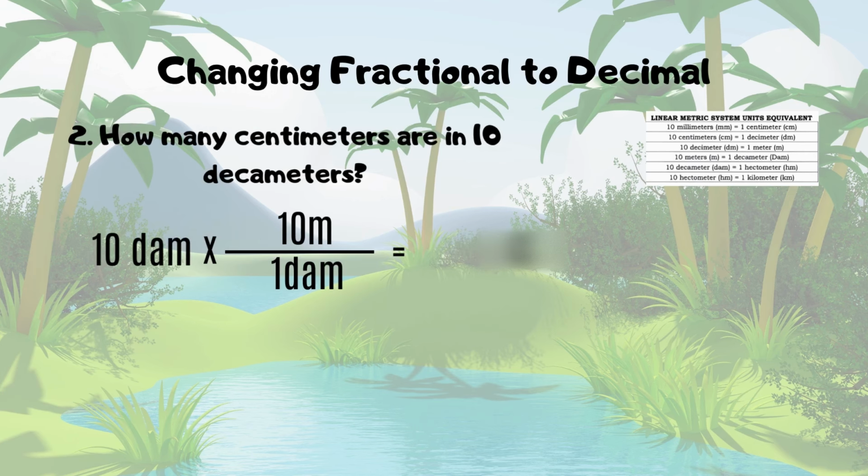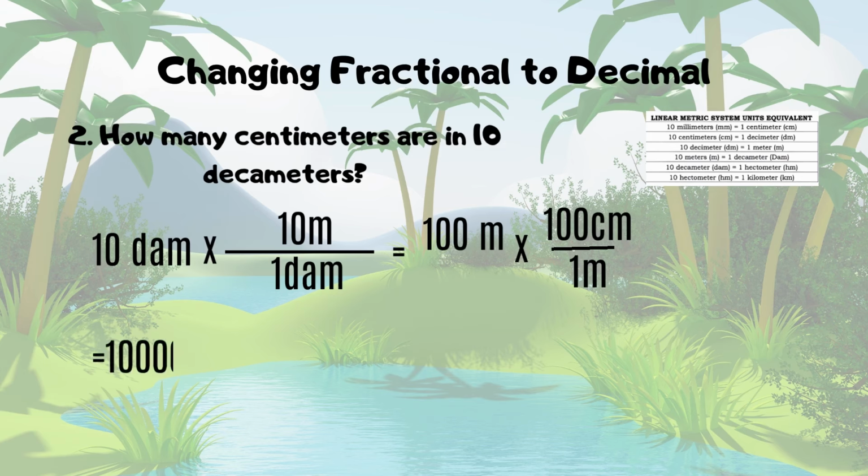For sample number 2, we're asked to find the number of centimeters in 10 decameters. Let's start by converting 10 decameters to meters. Since 1 decameter is equal to 10 meters, we multiply 10 decameters by 10 meters per decameter to get 100 meters. Now we convert 100 meters to centimeters. Knowing that 1 meter is equal to 100 centimeters, we multiply 100 meters by 100 centimeters per meter, giving us 100 times 100 is equal to 10,000 centimeters. Therefore, there are 10,000 centimeters in 10 decameters.